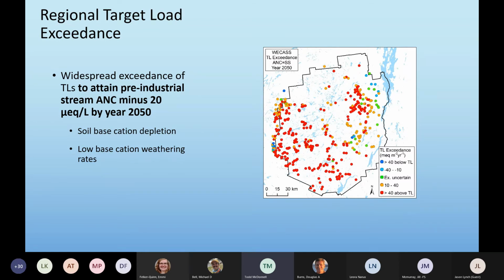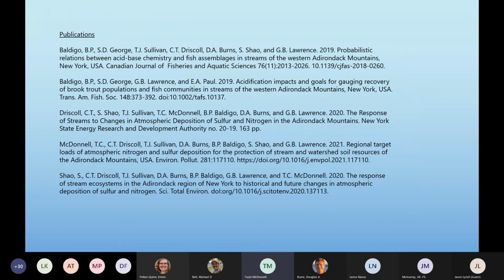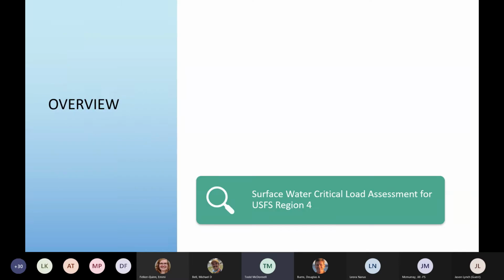This is the set of publications that came out of that work for future reference. There's a lot of details here, and it's all just finally documented. Everything is wrapped up. So real quickly here, Leora needs some time.